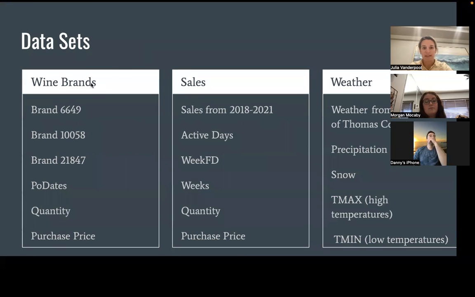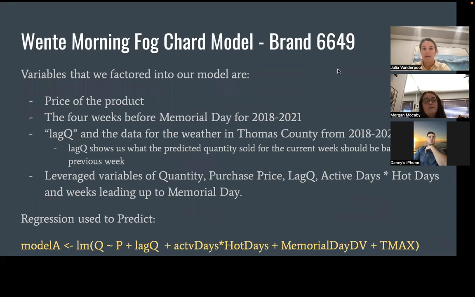Then these are the 3 data sets we had. We had the wine brands and then their dates, quantity, and purchase price. We had the second data set, which was the sales. This had the active days, week FD, weeks of the 3 years, and quantity and purchase price. And lastly, we had the weather from 2018 to 2021 of Thomas County, and that had the precipitation, snow, the max temperature of the day, and the low temperature of the day.